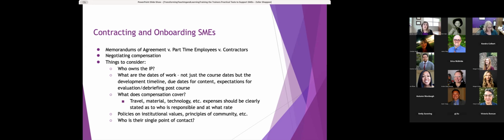Some of the other things: what is the timeline? What sort of dates are they held to? Not just the course dates if they're instructing, but their development timeline, setting established dates for progress check-ins, course checkout, as well as what does it look like for evaluation and post-course debriefing. You're hiring them not just to run the course, but all the lead up and aftermath of that as well. And so making sure that's spelled out would be important for both parties.